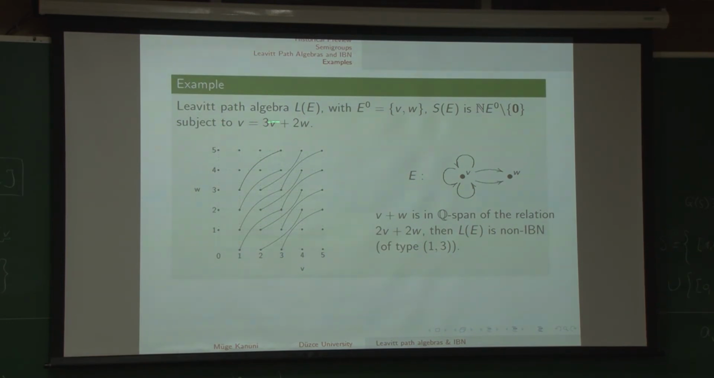Here I have a Leavitt path algebra with this V and W. The graph. I have 2 vertices here, so V is equal to one relation because W is the same. V is equal to 3V plus 2W. So we have the sum of this element should be in the Q span of the relation. Well, go to the Grothendieck group again, so these cancel. I have the relation to be 2V plus 2W. This guy is in the Q span of the relation. You can multiply this with 1 and L. And so L, the Leavitt path algebra is non-IBM, and it's again of type 1, 3.